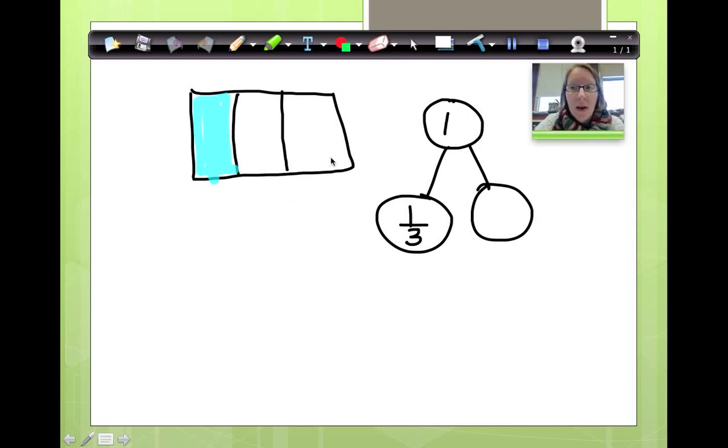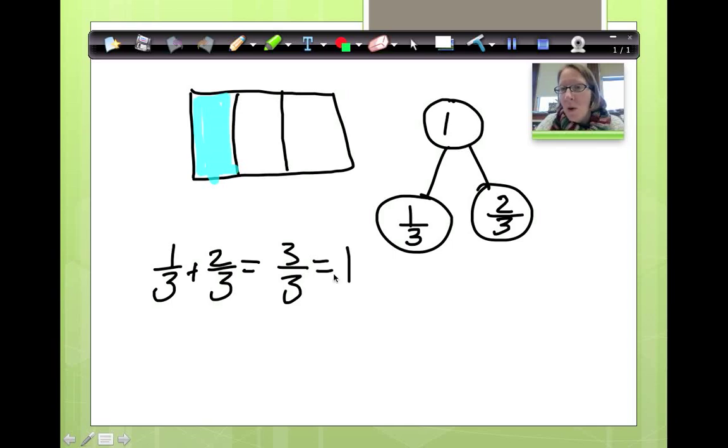Now you can't say 2 halves because these are still bits that are thirds. So we first cut it into thirds, and then we label how many are not shaded. 2 thirds. So I would like you to also write 1/3 plus 2 thirds will give me 3 thirds, which is 1 whole. 1 whole shape. Okay? Let's do another one.